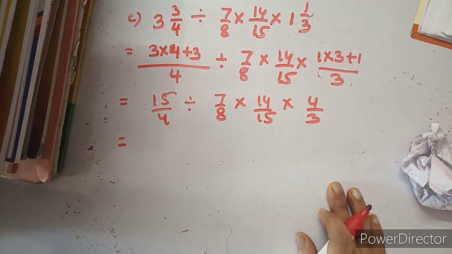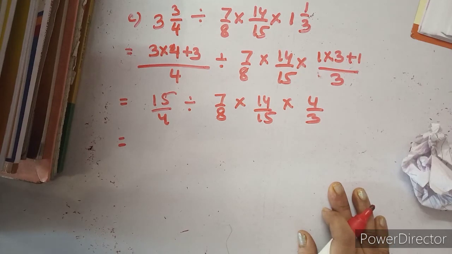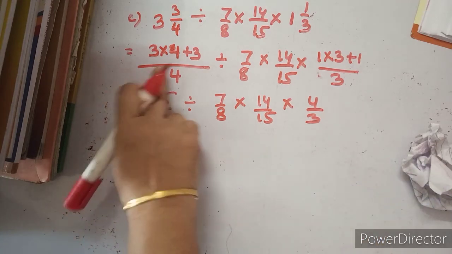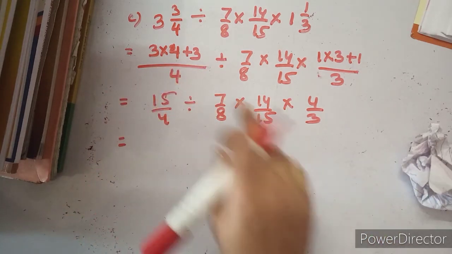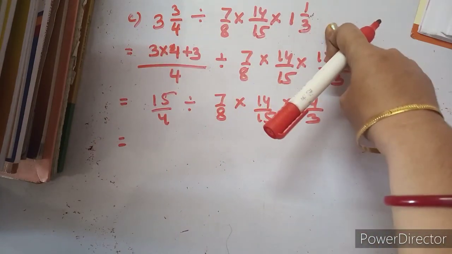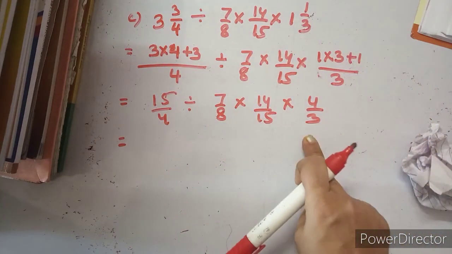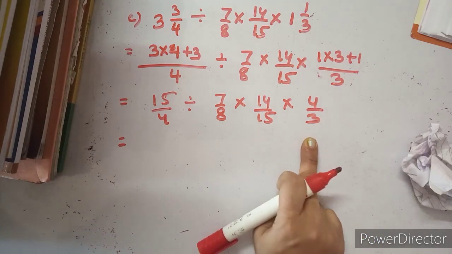Now students, we will do the C problem, that is 3 upon 4 divided by 7 upon 8 into 14 upon 15 into 1 by 3. So here what we need to do is, here we need to first convert the mixed fraction into the improper fraction. So see, we have already done that. Here this is a mixed fraction, this is a mixed fraction. Okay, so we have already done up to this.